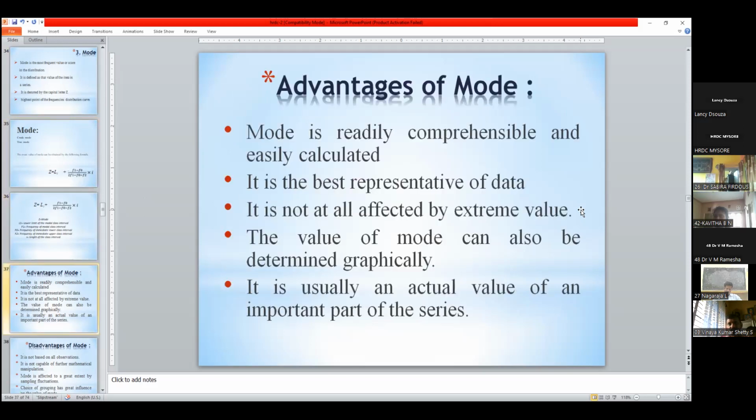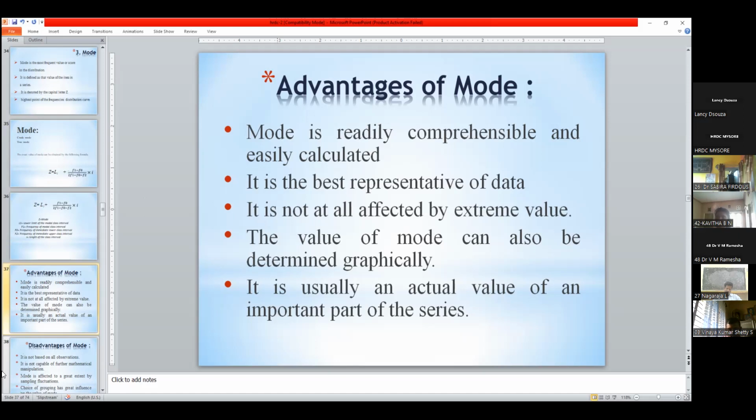Then the advantages of mode are, it's readily comprehensible and easily calculated. Sometimes you don't even require a formula, you can directly look into the data and decide what could be the mode. And mode is the best representative of data because it shows which is really highest and which is really lowest. So that's the idea. And when the data set is shown graphically, the value of mode can also be determined graphically. That's the idea, you can easily identify.